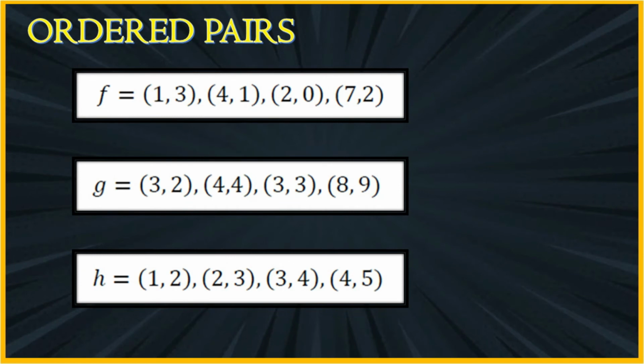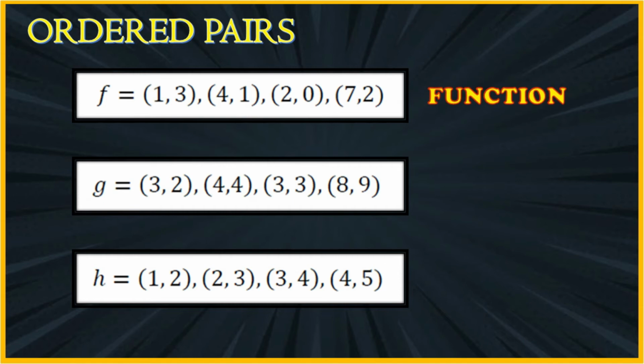Take a look at the ordered pairs of the set F. Set F contains the ordered pairs (1, 3), (4, 1), (2, 0), (7, 2). Observe that the X values are 1, 4, 2, 7. So there is no repeated X value. In that case, set F is a function.